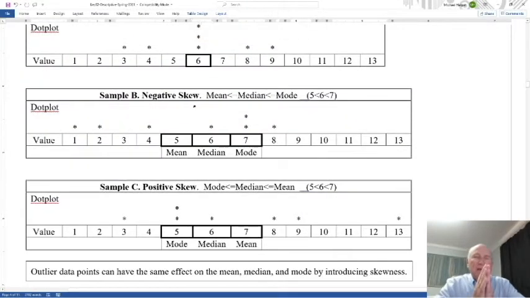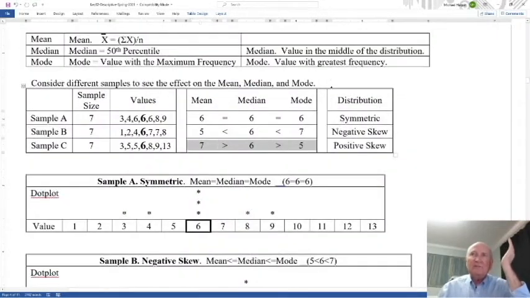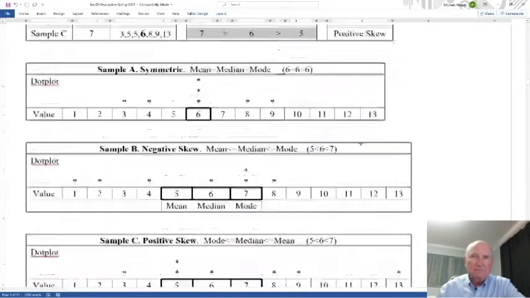But notice the mean is greater than the median. So the median is always in the middle between the mean, median, and mode. If the mean is to the left, it's skewed left and negatively skewed. If the mean is to the right, it's positively skewed and right skewed. And the mode is on the other side because the median is always in the middle. So that's the interpretation. We're going to have a symmetric distribution, a negatively skewed distribution, and a positively skewed distribution.